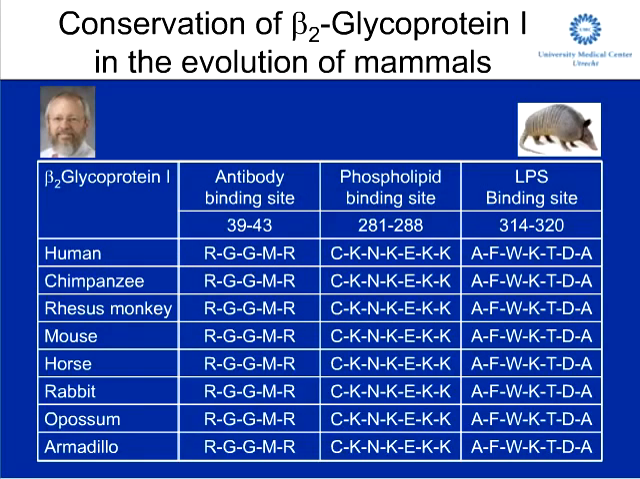I must say that the binding site of LPS is conserved in evolution. This is the antibody binding site. You can see that from human to armadillo, it's exactly the same. Also, the phospholipid binding site is exactly the same. And the LPS binding site we've identified is completely conserved during the whole evolution of mammals and, in fact, of vertebrates. So indicating that it should be important because it's still there over a very long period.